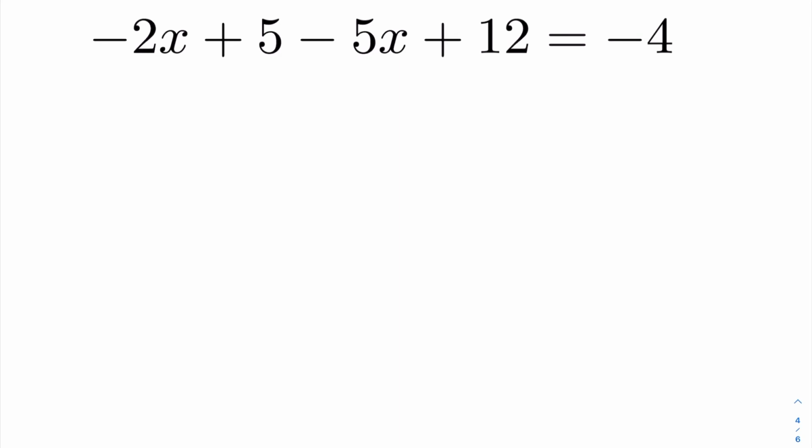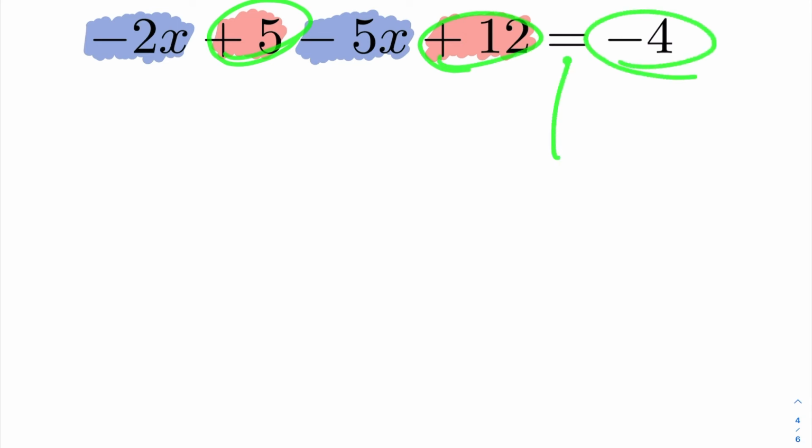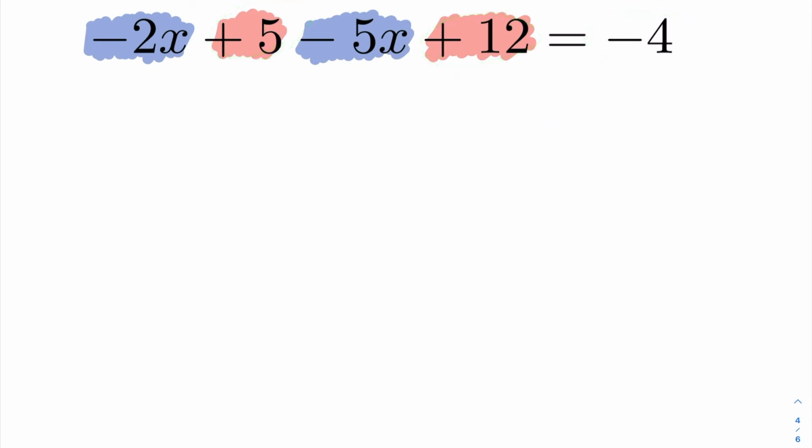In the next example here, again, we want to collect like terms. So I'm going to collect up the minus 2x. I can collect that with the negative 5x. And then collecting up our numbers here, I can collect up the positive 5 with the positive 12. Notice that when you collect like terms, you cannot collect them across the equal sign, right? When you're collecting like terms together, everything has to be on the same side of the equal sign to collect those variables or those numbers together.